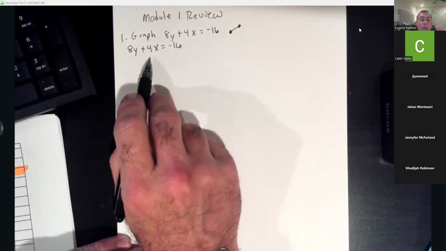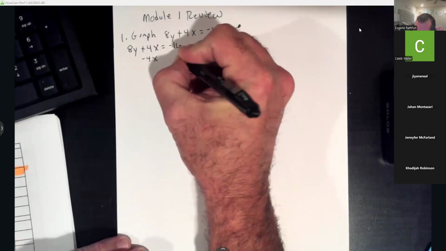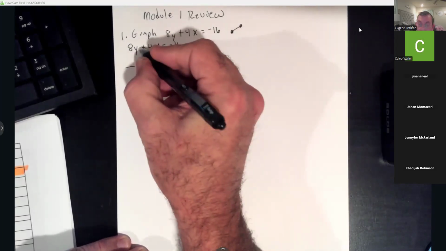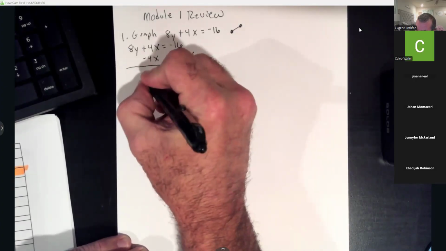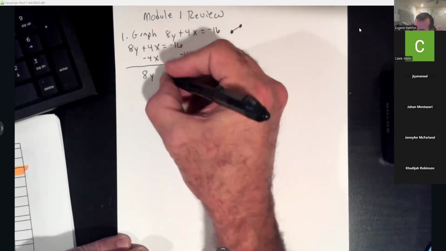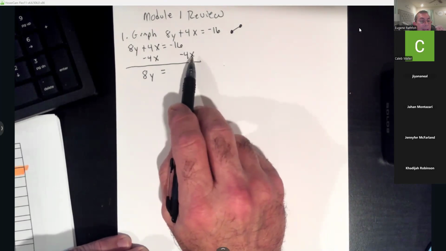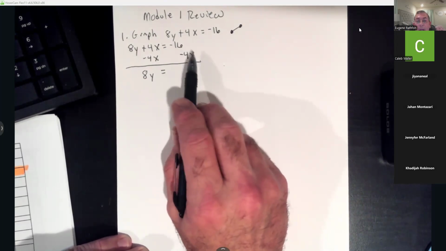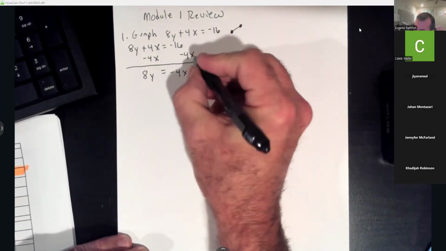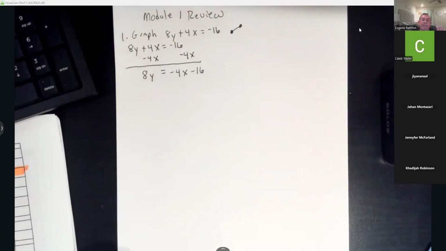So I'm going to start out by subtracting 4x from both sides. So y'all, that brings down that 8y. The 4x, negative 4x cancel on my left side. Now on the right side, negative 16, negative 4x, not like terms. So I'm going to put them in order with my x first, my negative 4x, and then my minus 16.